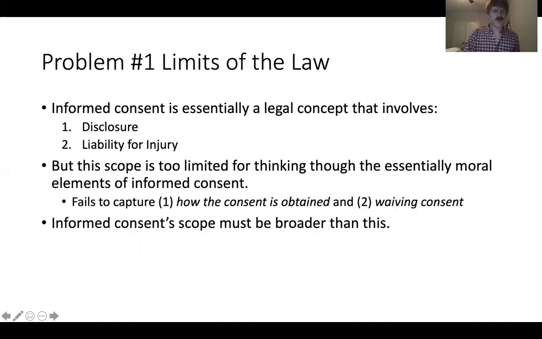Okay. Nevertheless, we run into problems. The first problem is that the law has limits. We'll say that problem one primarily comes from the second understanding of informed consent. Informed consent, at least in US law, is essentially a legal concept that involves fully disclosing the risks involved and the liability for injury, right? But these two things are actually quite limited in scope, right? So we might wonder, there might be more at issue here than just disclosure and liability for injury, right?